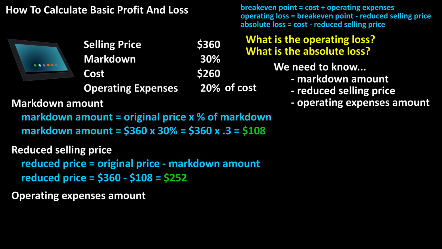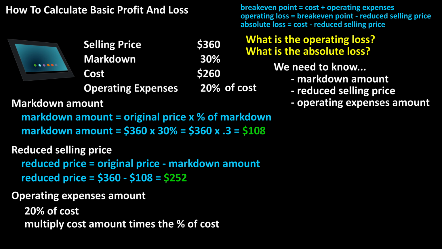Now for the operating expenses amount. Since the operating expenses are 20% of cost, to find the dollar amount of operating expenses, we multiply the cost amount times the percent of cost, which is $260 times 20%, or 0.2, and this calculates to $52.